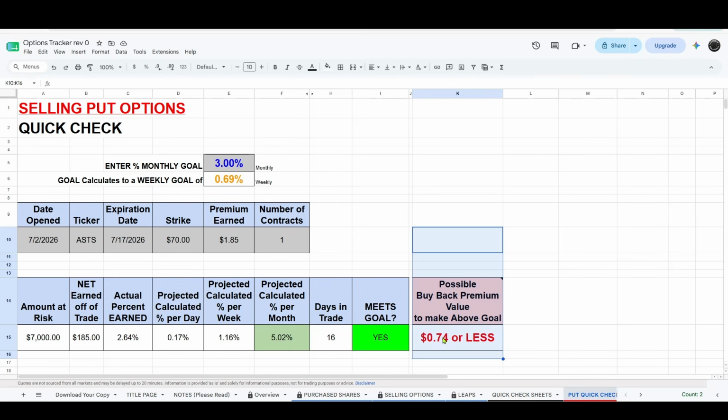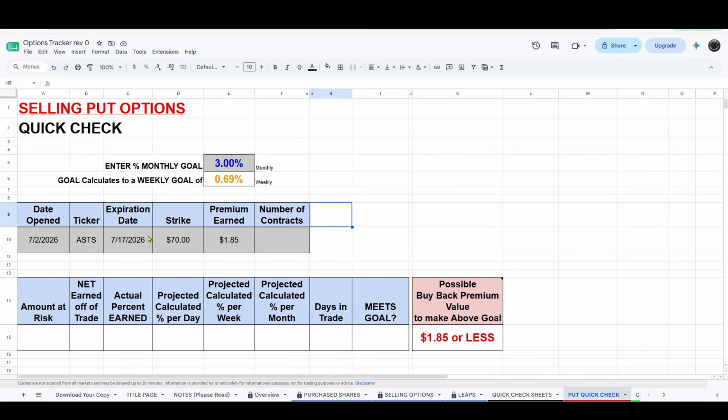So if I set up in my stockbroker app to buy this one back to close at something below 74 cents, say 70 cents, right? If that premium hits 70 cents, then at any point that it dropped and hit 70 cents, it would actually buy to close, and I would be out of this trade, and I would make the difference between the $1.85 and the 70 cents, right? And that would be $1.15 that I would actually earn for that trade.